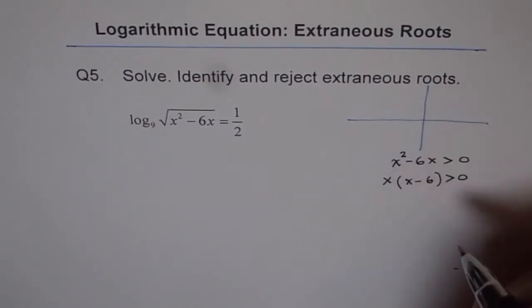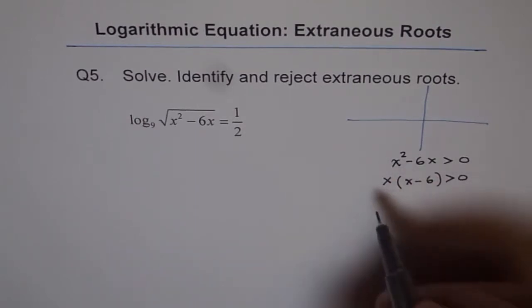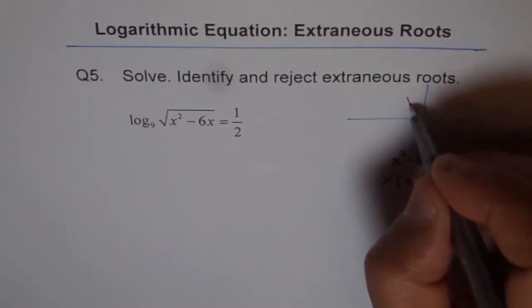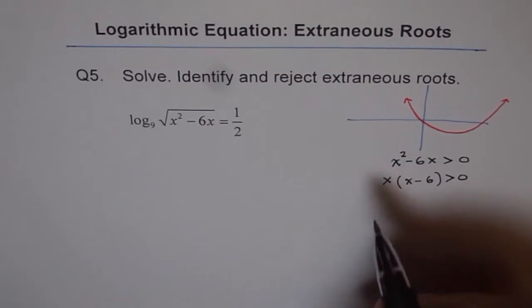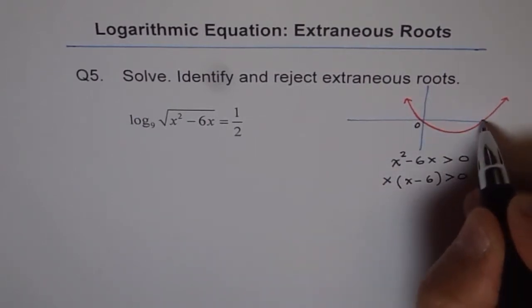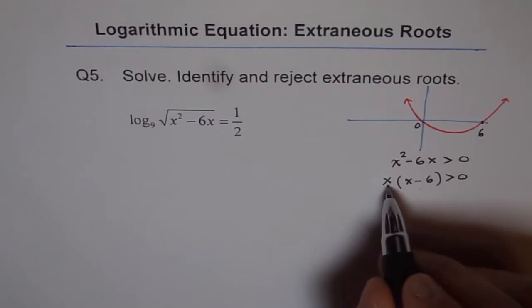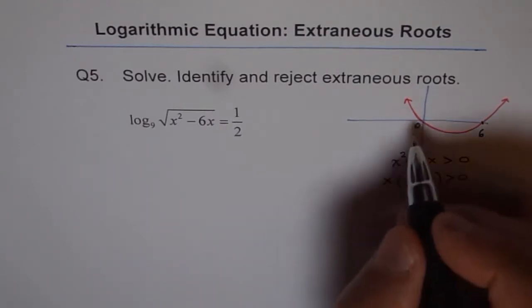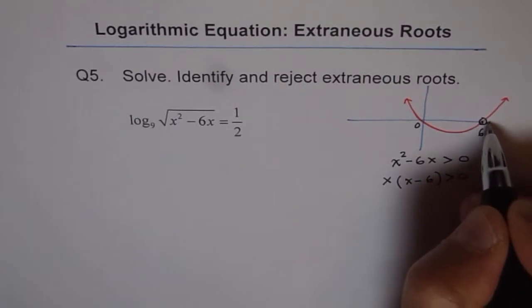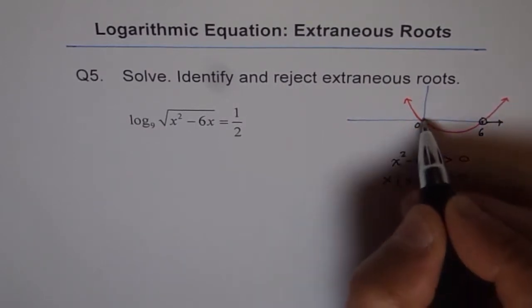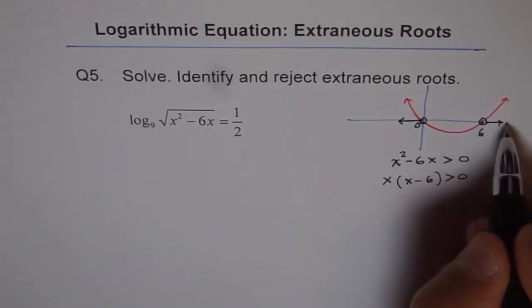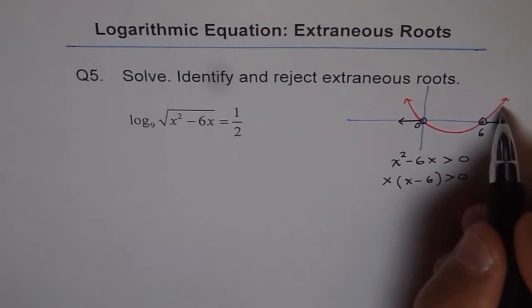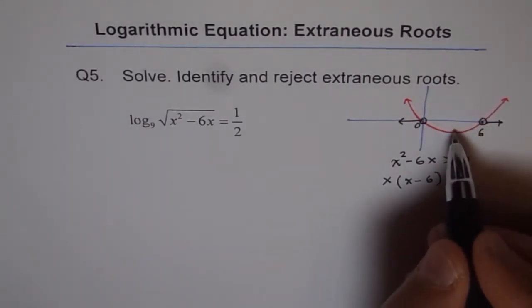We can do it graphically also. So x times (x minus 6) could be a graph like this. It is a parabola whose x-intercepts are at 0 and at 6, correct? Which will open upwards, right? And therefore from here we see that the domain of our function is on the right of 6 or on the left of 0, correct? Because this is the region where our function is positive. Between 0 and 6 it is negative, and therefore that is not part of the domain, correct?